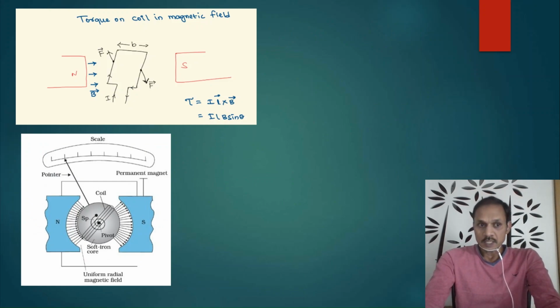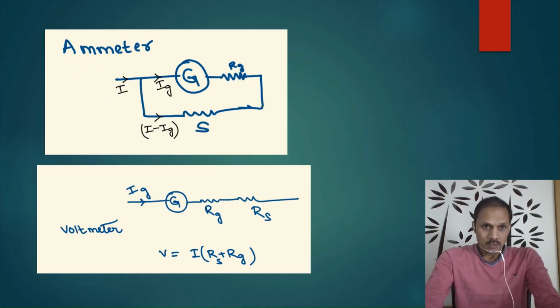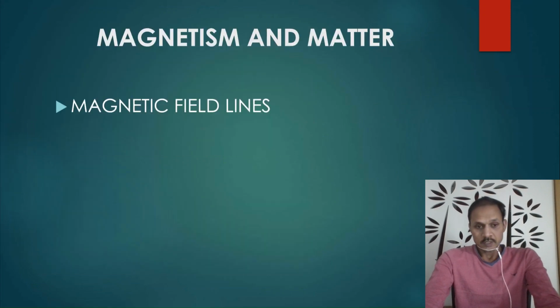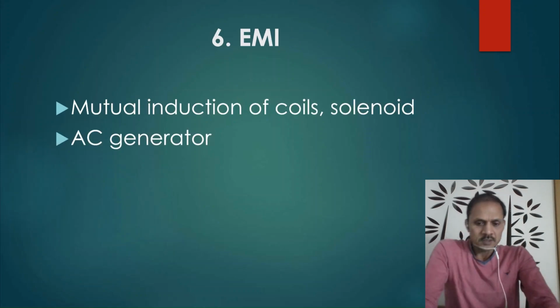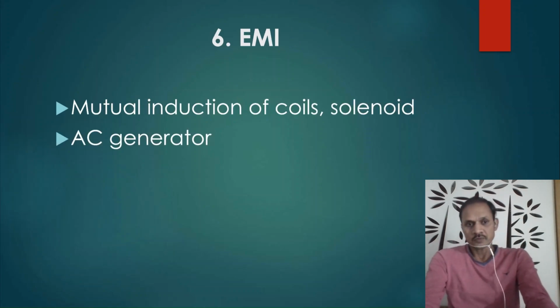And field lines direction, again vectors and all. And here torque on the coil in magnetic field, that one. Application, moving coil galvanometer. Next, fifth chapter, we don't have much in this, but you can just practice magnetic field lines.